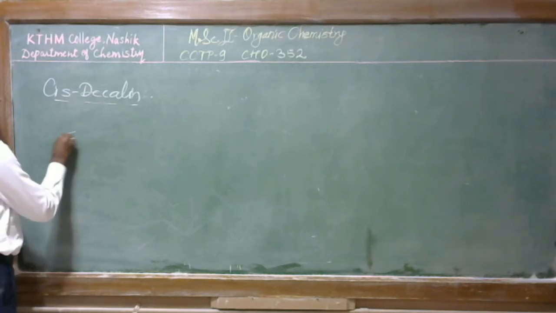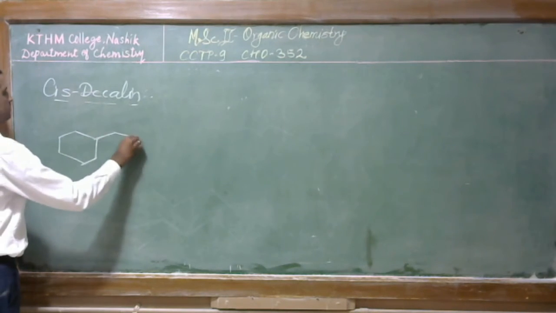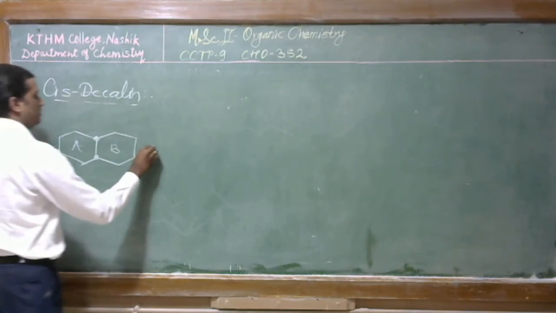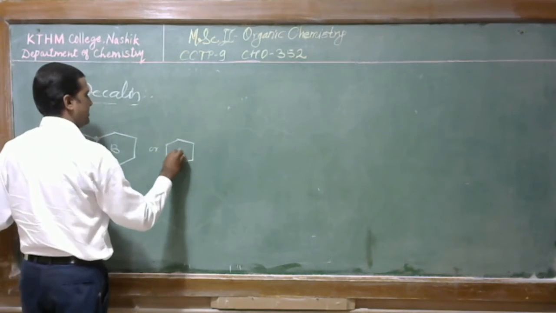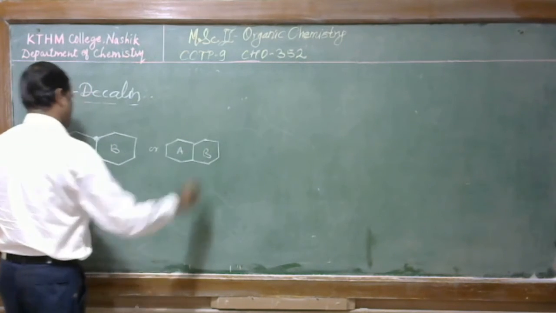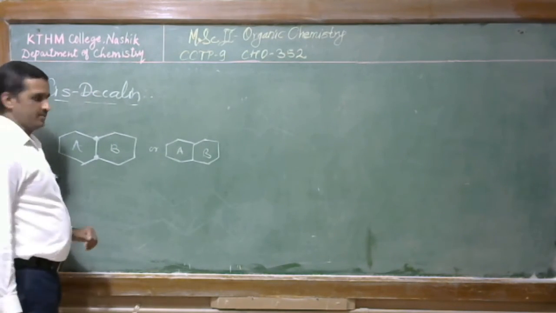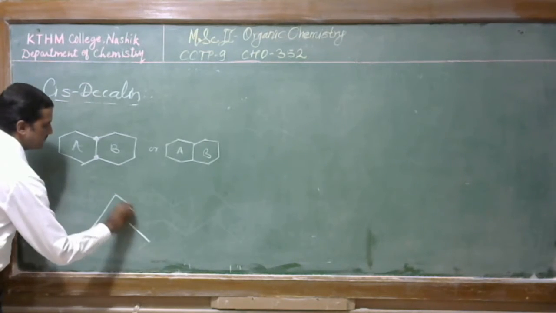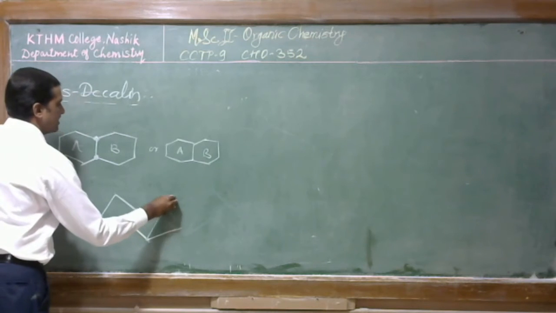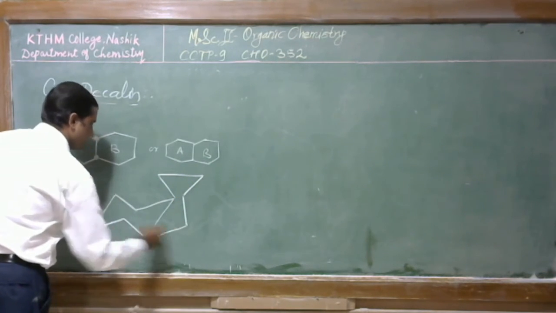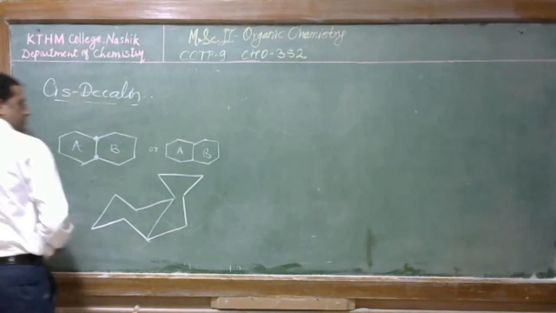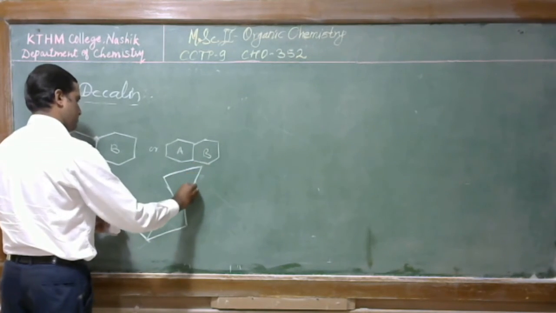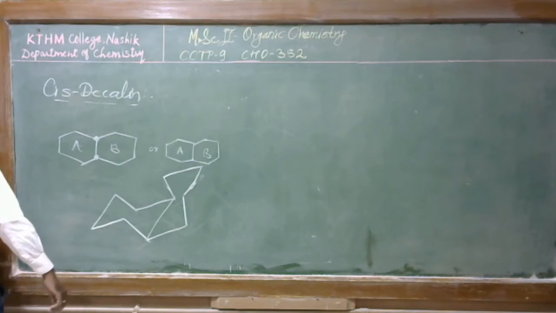In cis decalin system, we know that either two hydrogens are in the downward direction or upward direction, or both hydrogens are in the downward direction. So in yesterday's lecture we observed that the cis decalin system can be drawn in this simple way. In this way we can draw the decalin system.